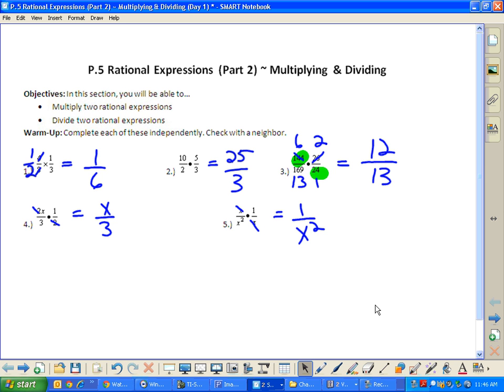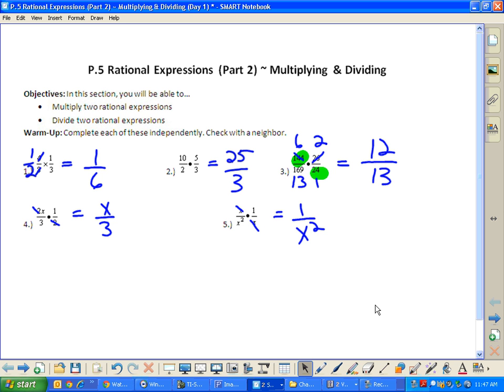Working across the other diagonal, I look at 26 and 169 and I'm like, oh, those are both divisible by 13. 13 goes into 26 twice. 13 goes into 169 13 times. So I crossed out those common factors and wrote what was left over. So 6 times 2 is 12. 13 times 1 gives me 13. I did that whole problem without touching a calculator. So that's a little workaround for you there.